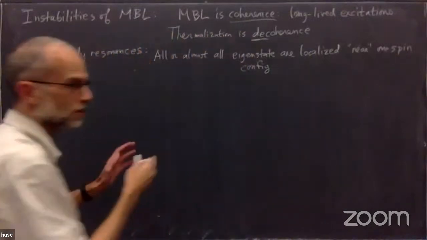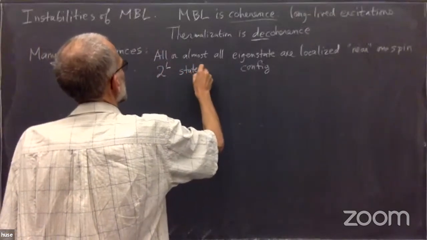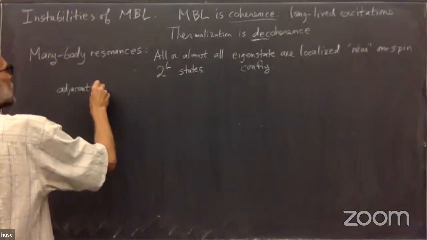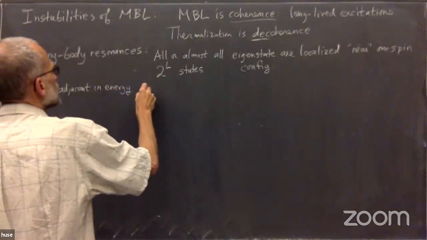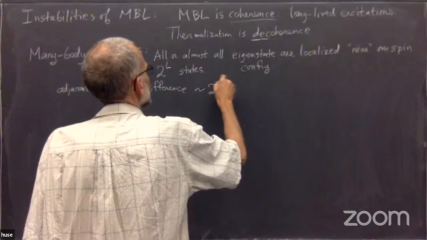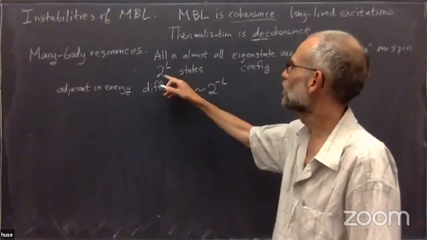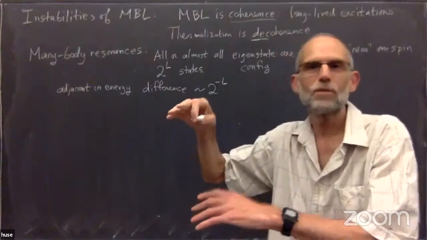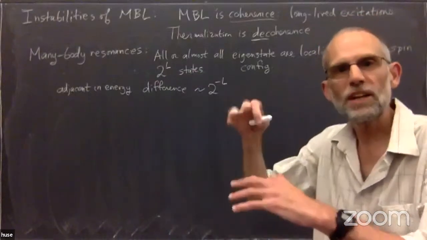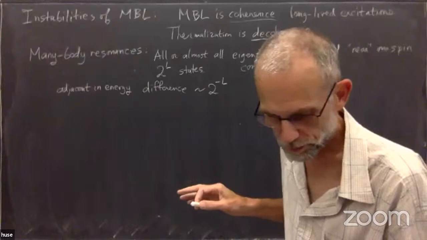Now, how many eigenstates do we have? We have a chain of length L, spin one-half, so we have 2 to the L states. So if we take 2 states that are adjacent in energy, the energy difference is of order 2 to the minus L. So if I completely diagonalize an MBL system, I get 2 to the L eigenstates. They're spread over an energy range that's of order 1, maybe of order square root of L, but not exponential in L. So the typical level spacing between the eigenstates is 2 to the minus L. Maybe with some polynomial in L factors, but it's exponential in L.